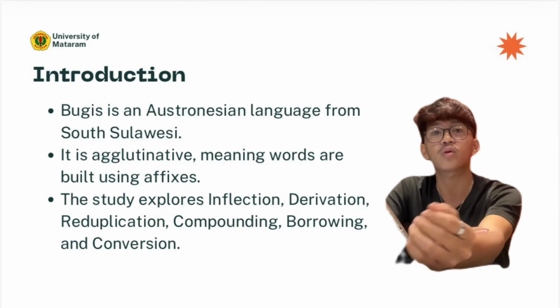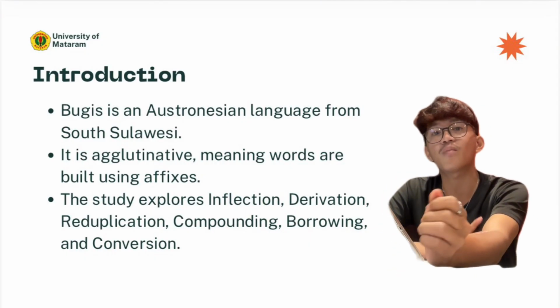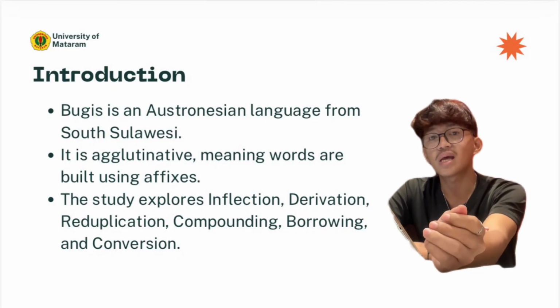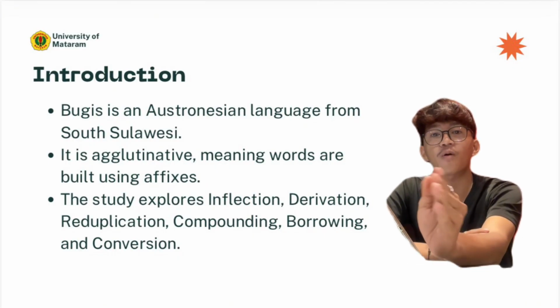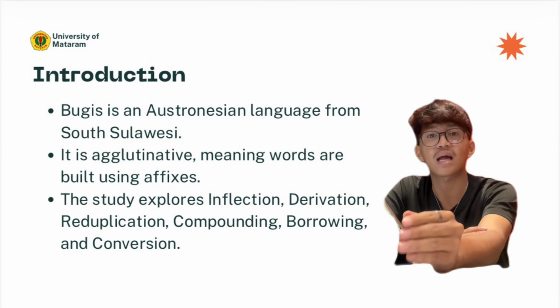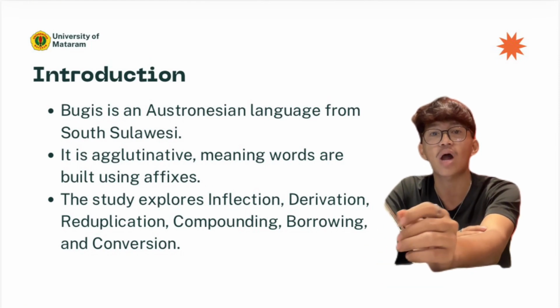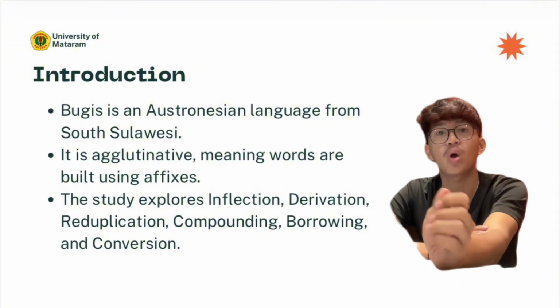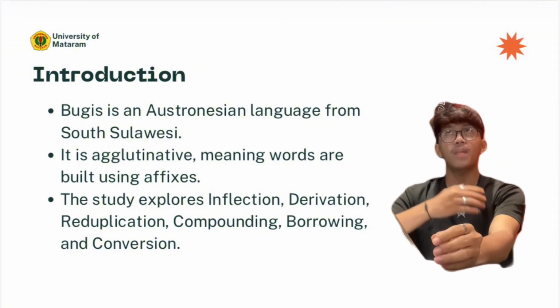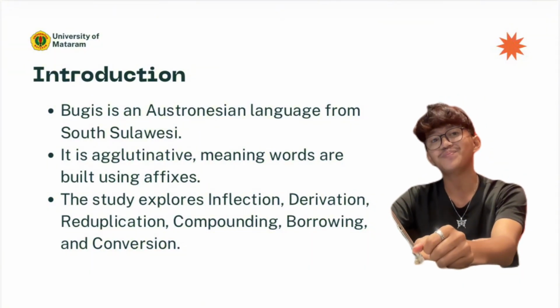Compounding combines words to make a new meaning. Example, anak bola, child of the house. The last one is borrowing words from other languages, especially Indonesian, such as school, sekolah. Conversion changes a word's class without adding affixes. Example, lempu, that means honest, or melempu, to be honest.